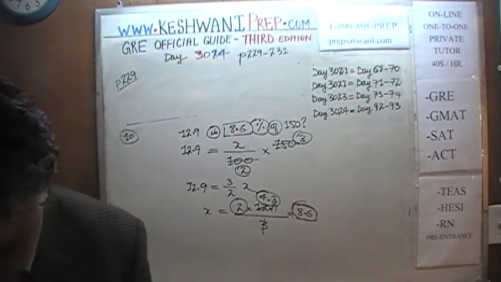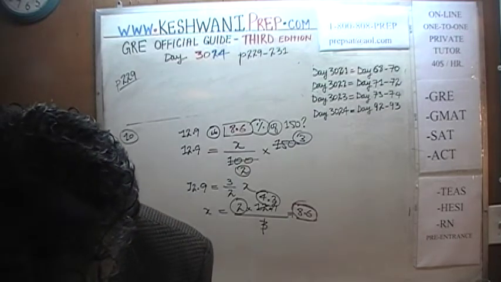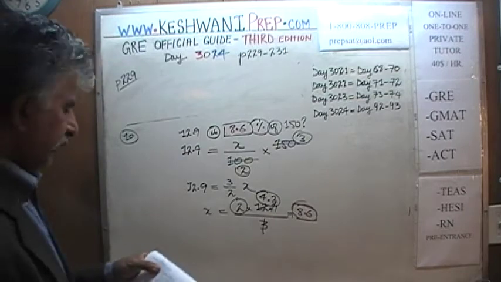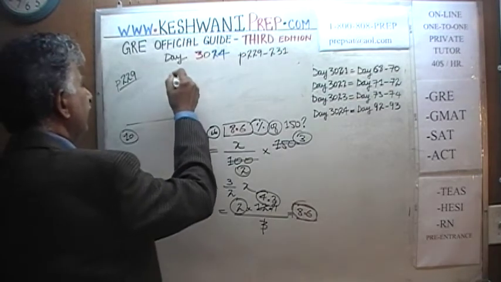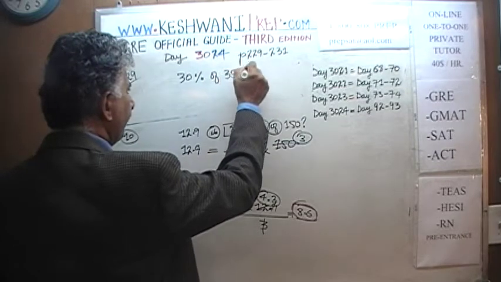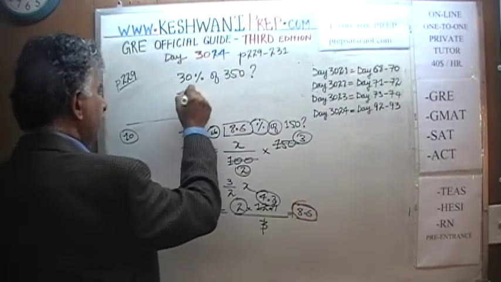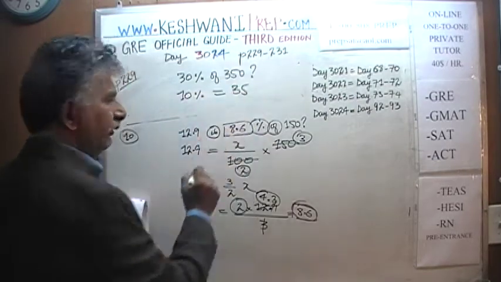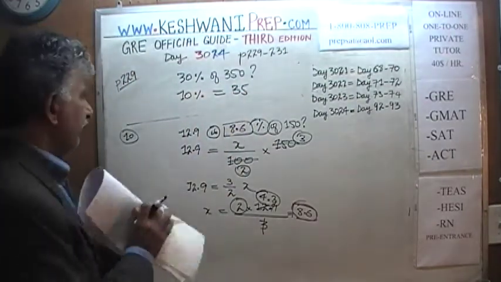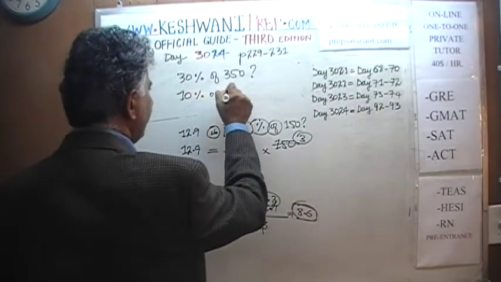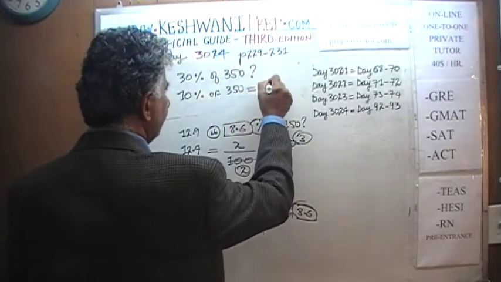Let's do number 11. It says, oh, this is too silly, 30% of 350. They're asking for 30% of 350 is how much? But we know 10% of 350 is 35. Or if you like, I can write the whole sentence: 10% of 350 we know is 35.